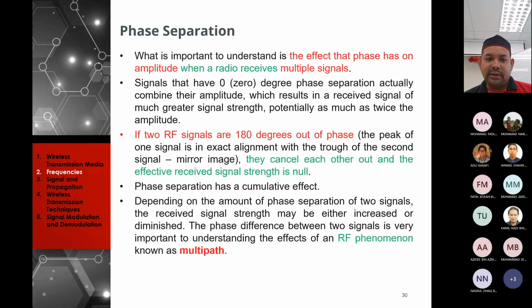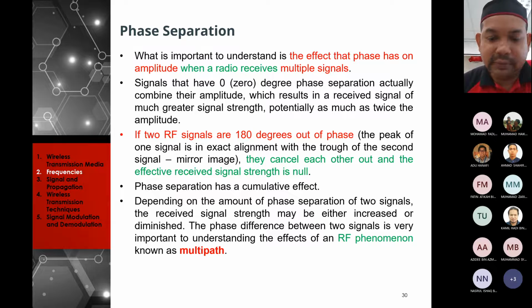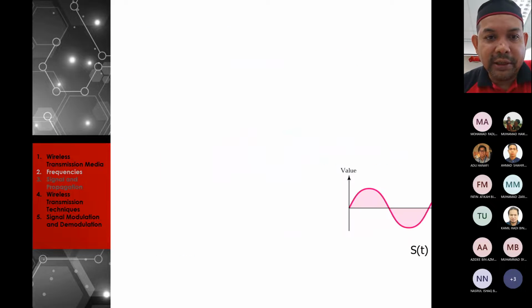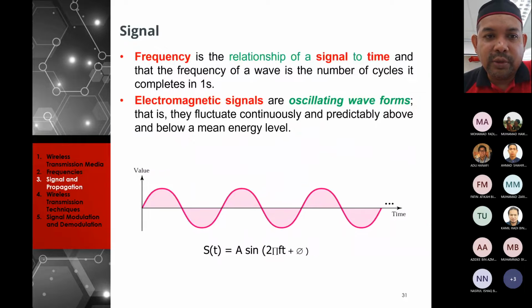Okay, so habis 2.2. So kita akan masuk 2.3. Baik. 2.3, signal and propagation. First kita tengok signal dulu.